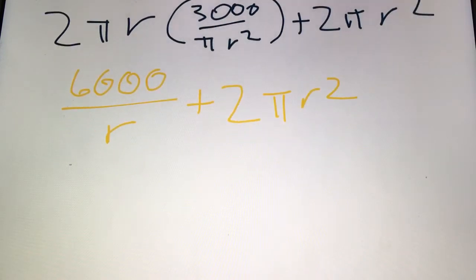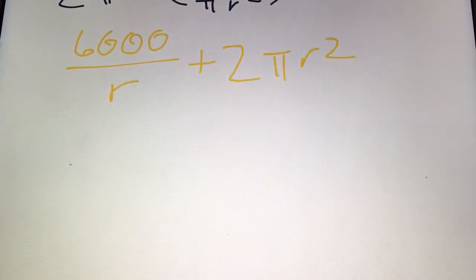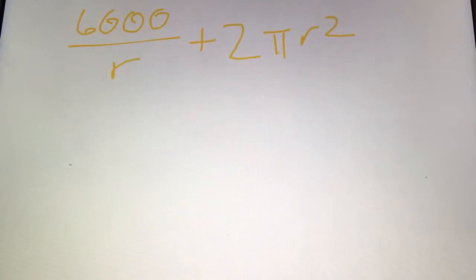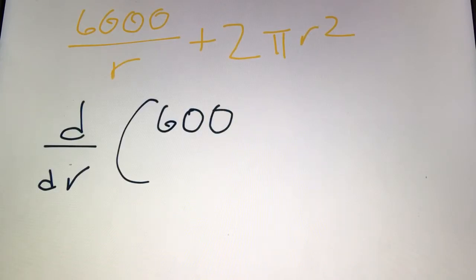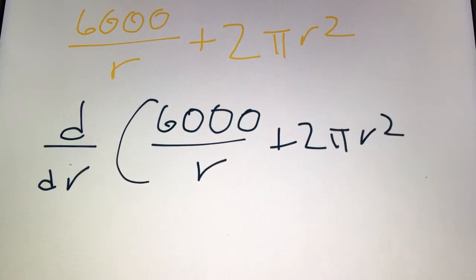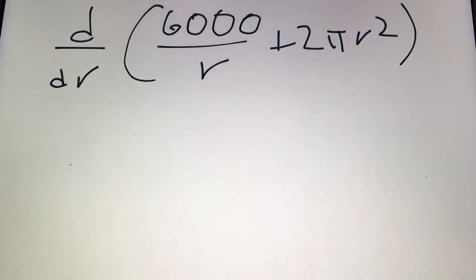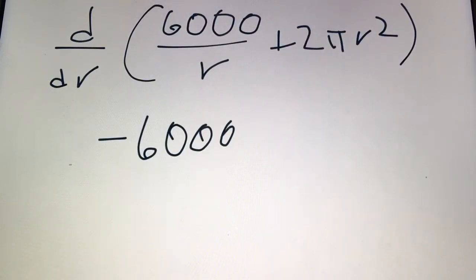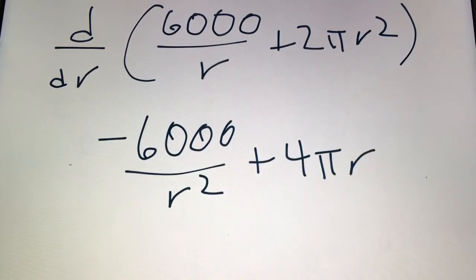And how you do that, and this is kind of the basis of optimization, is to find the derivative of the equation. Because from the derivative, you can find the zeros of the derivative, which give you the minimum and the maximum. And I'll explain a little bit more of that later. So on your calculator, if you click d/dr of 6,000 over r, and this is, of course, to find the derivative, plus 2 pi r squared, you will get out negative 6,000 over r squared plus 4 pi r.